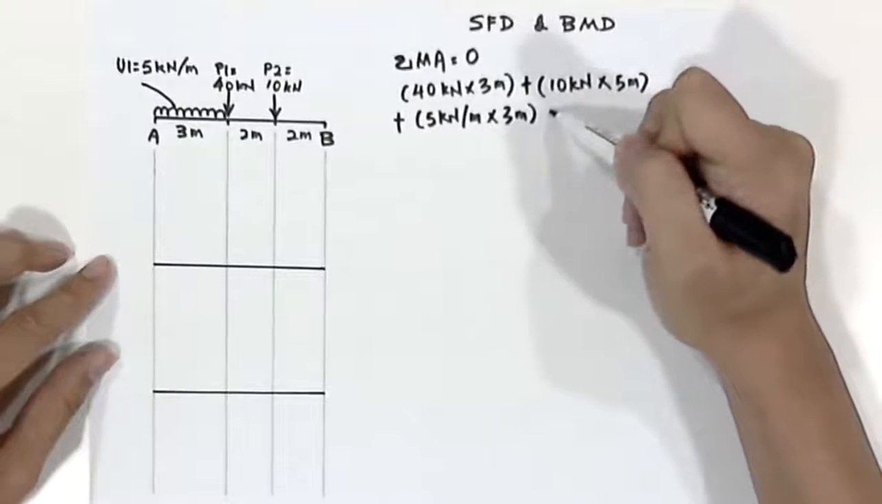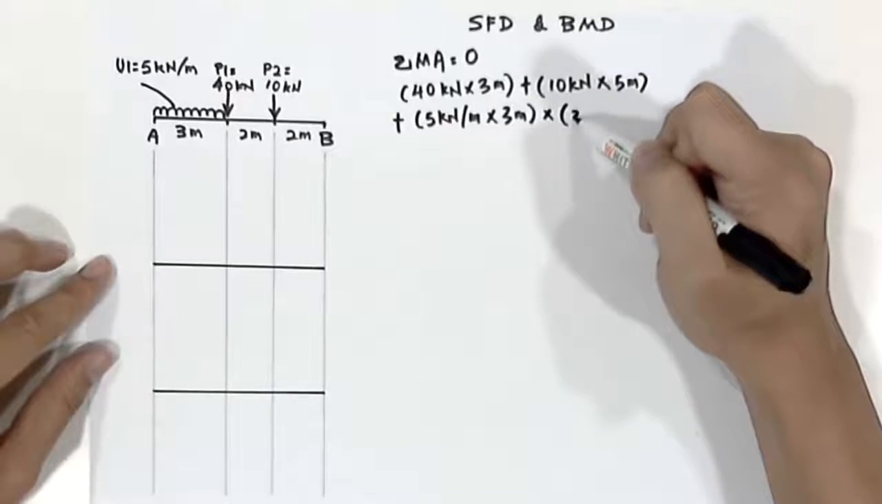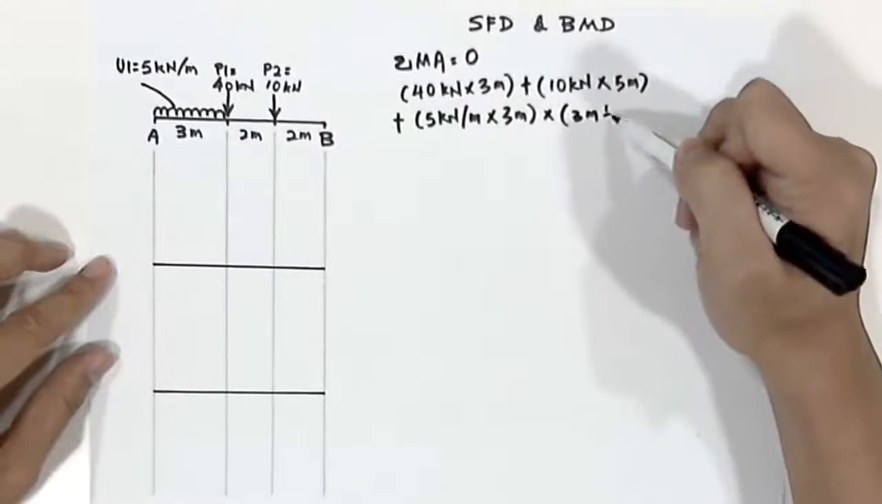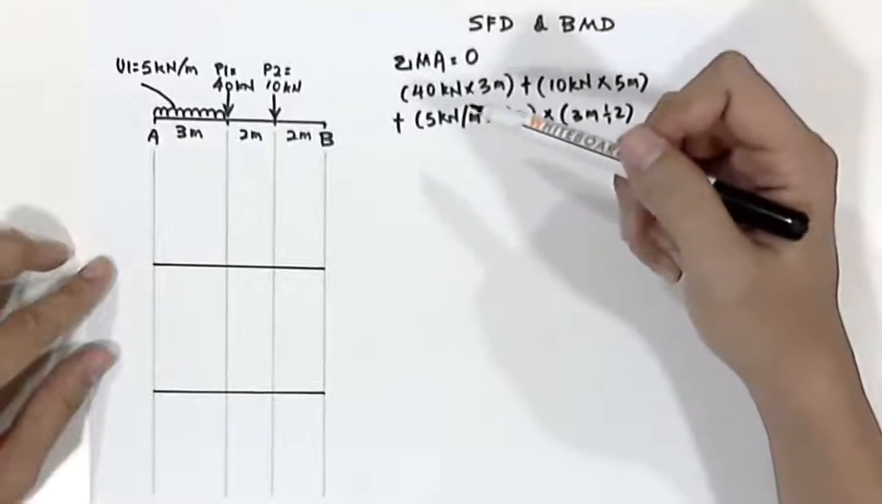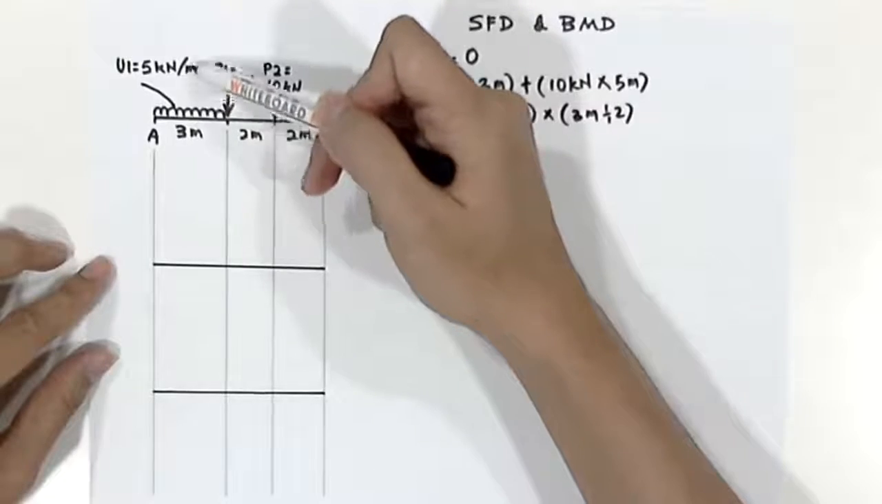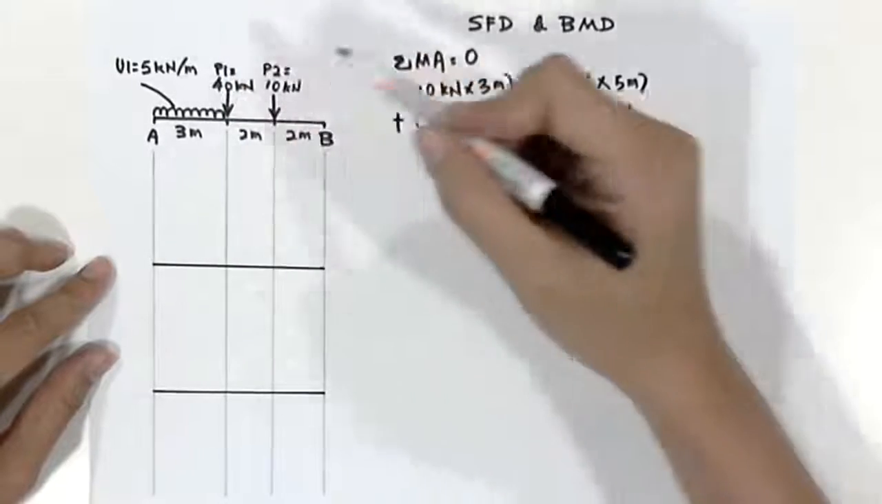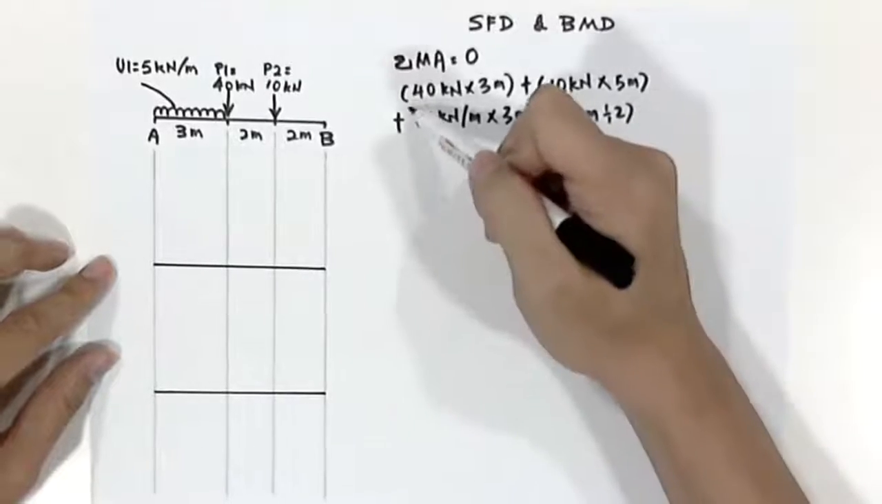Then we have times the new distance, which is 3 meter divided by 2. As you can see, the newly converted uniform load will be acting at the middle of the span. That's why you have to times 3 meter divided by 2.